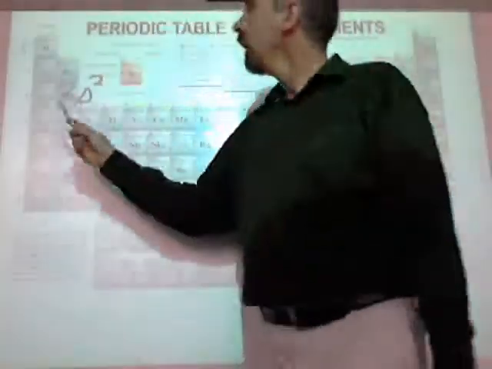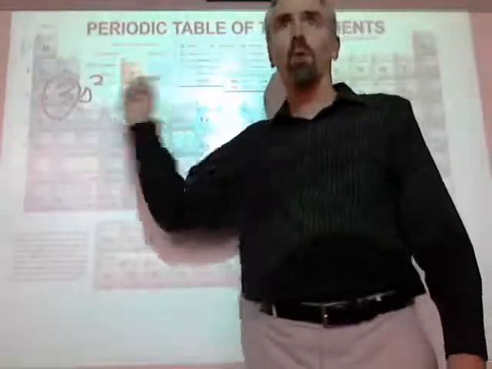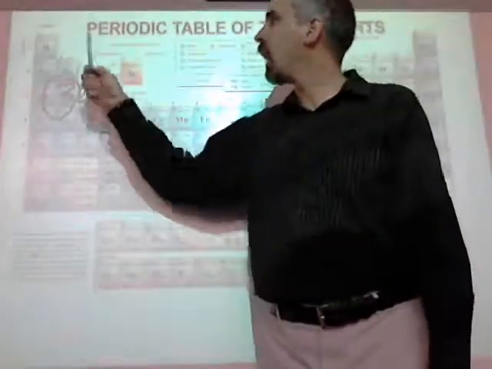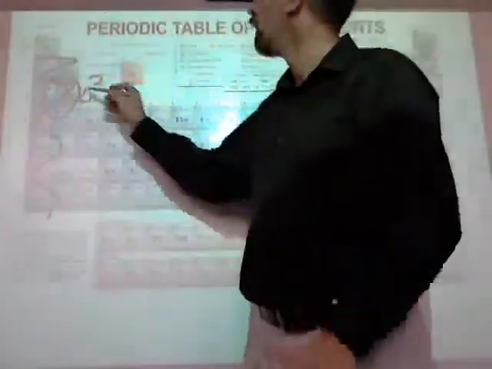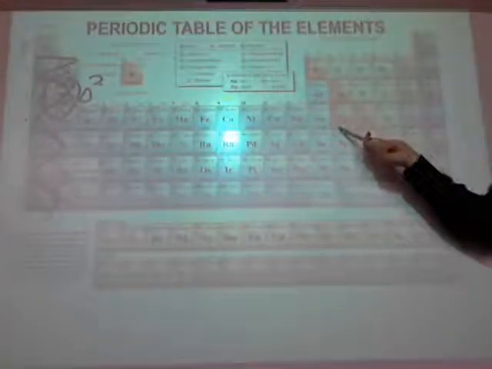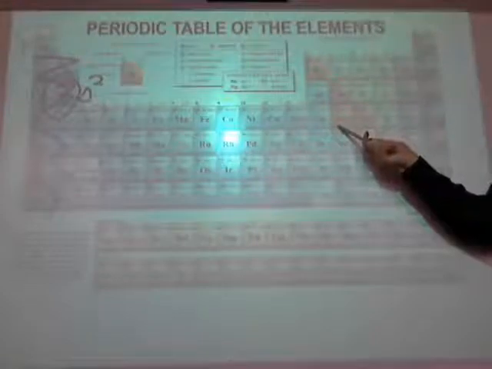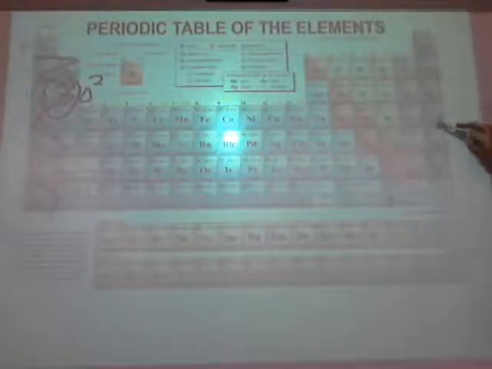3S2 is correct. It's the third row down. That's where the 3 comes from. Third row, down. S block. This is the S block. 3S. How many over is he in the S block? 2. 3S2. What's the last thing I would write for germanium? Last thing I would write for germanium, Matt. Fourth one down.